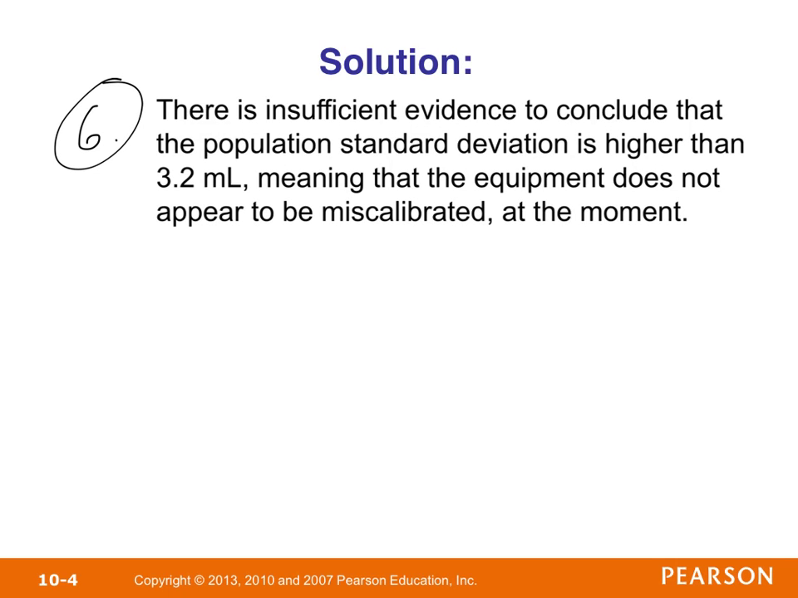And the meat of what we want to understand is that the meaning is that the equipment does not appear to be miscalibrated, right? That's the whole point of conducting the test. We came up with this phrase, oh, okay, sigma, there's insufficient evidence to conclude that sigma is greater than 3.2, but what that means is the equipment appears to still be correctly calibrated. So there is an example for you of calculating a hypothesis test concerning a population standard deviation.